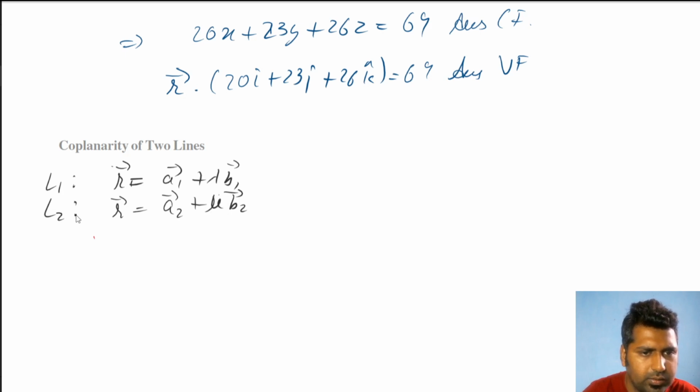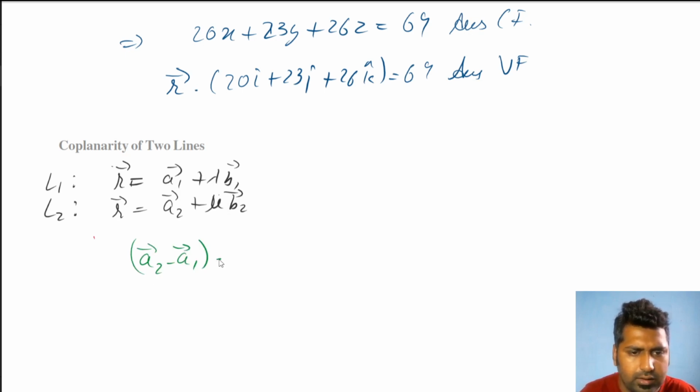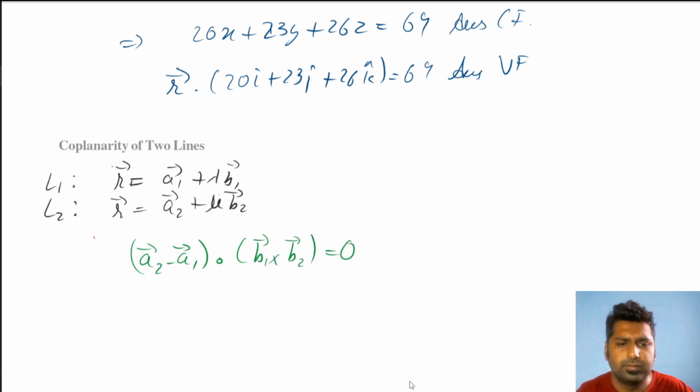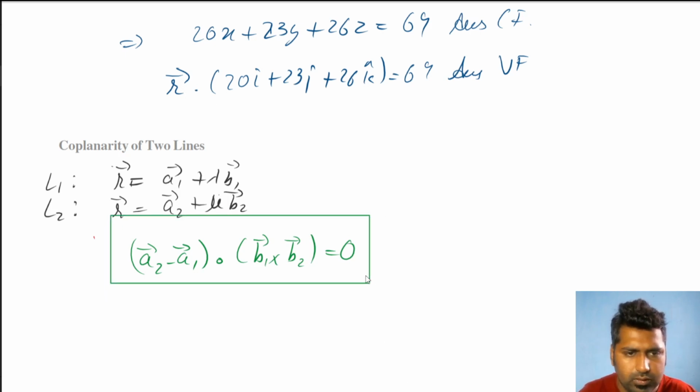This is your line 2. Now you have to get the condition for the lines to be in the same plane. In that scenario, what do you do? You have to write (a2 minus a1) vector dot (b1 cross b2). If that happens to be 0, the lines will be coplanar, otherwise not.